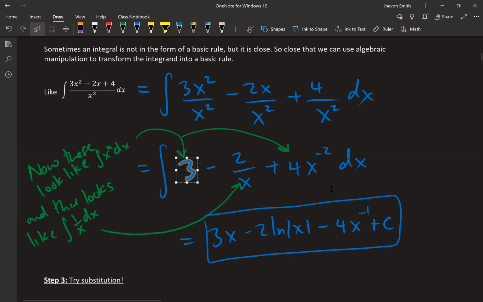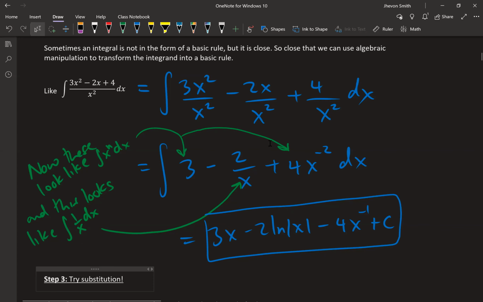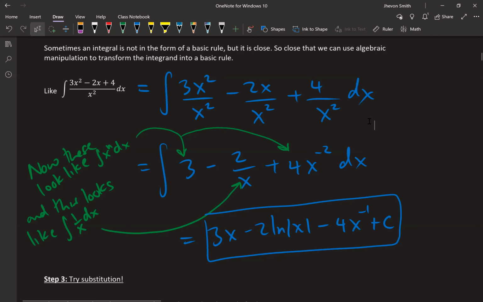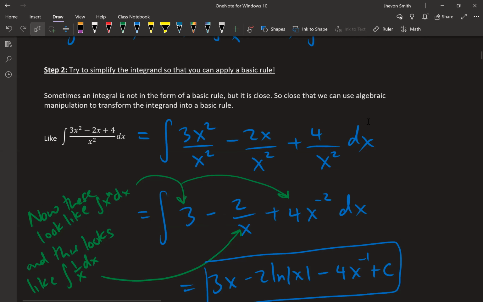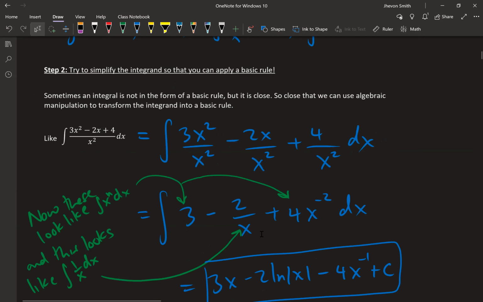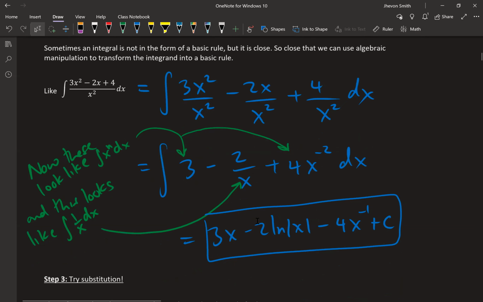This part here and this part here looks like an x to the n rule, where 3, you can think of it as 3x to the 0. And the 2 over x reminds you of the 1 over x rule. So now each of these individually look like a basic rule, and then you can integrate them individually, right? So this is step 2. Can I algebraically manipulate things so that they look like a basic rule, right? But the basic rule is always the first thing you look for. If not, try to use algebra to simplify to get it to look like a basic rule.